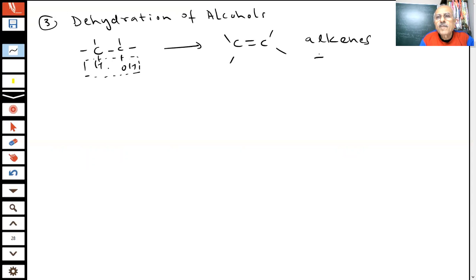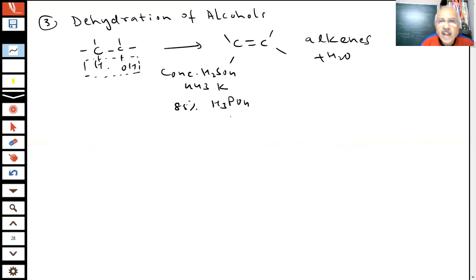So minus water, loss of water. Loss of water means what? OH and H will leave. The result will be this. Then who will be able to do it? If you heat it with concentrated H2SO4, temperature is important here, 443 Kelvin. Temperature is important, or you can use 85% H3PO4.